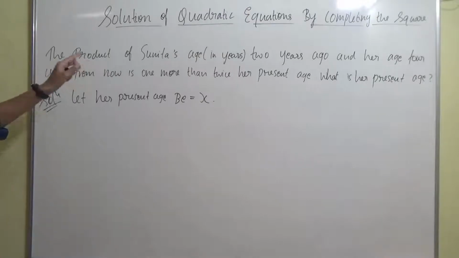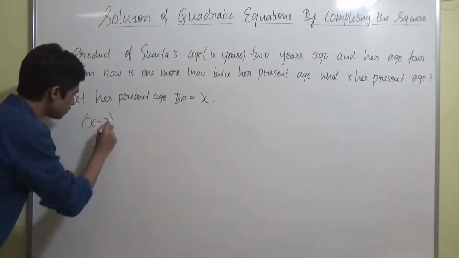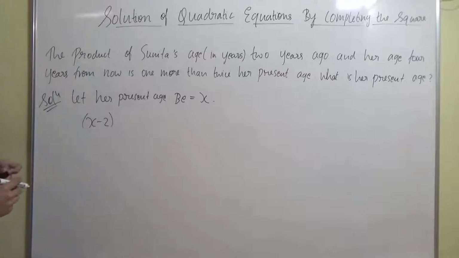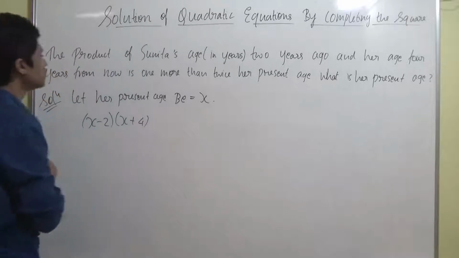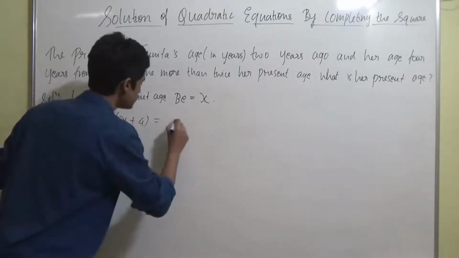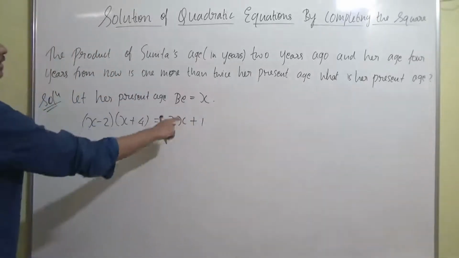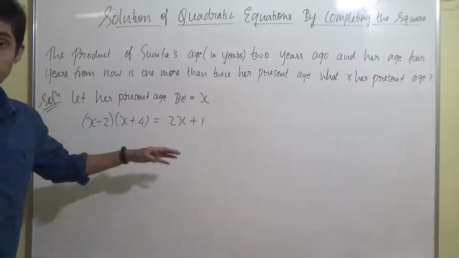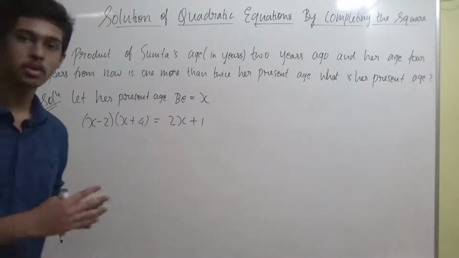Now let's read the condition. The product of Sunita's age 2 years ago, which means x minus 2, and 4 years from now, which is x plus 4, is 1 more than twice her present age. If her present age is x, 1 more than twice means 2x plus 1. So this is the equation form, guys. Now I'll start solving this equation.